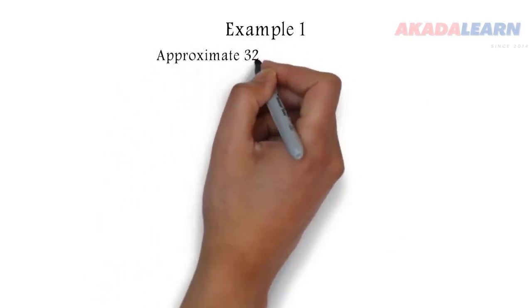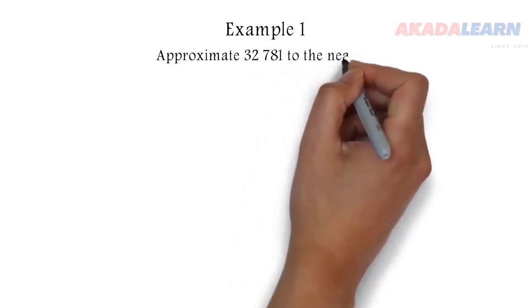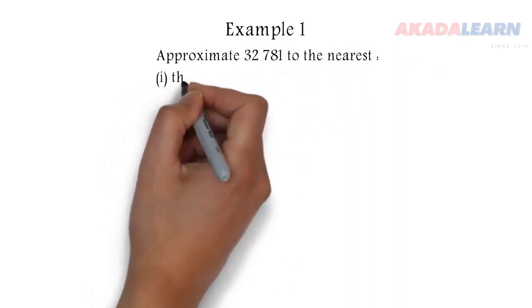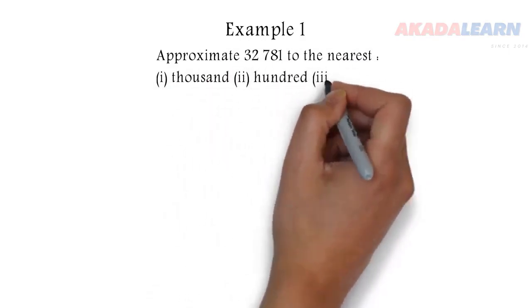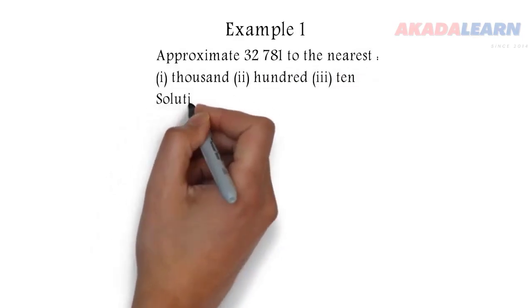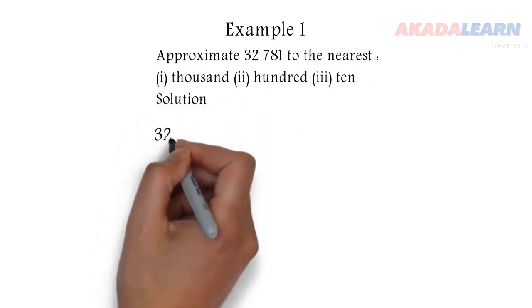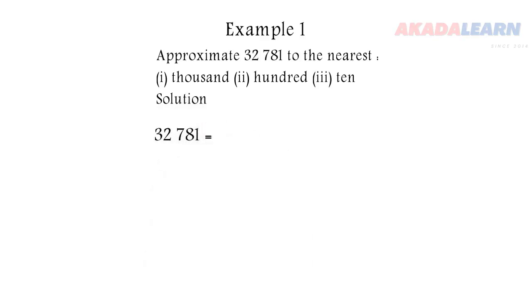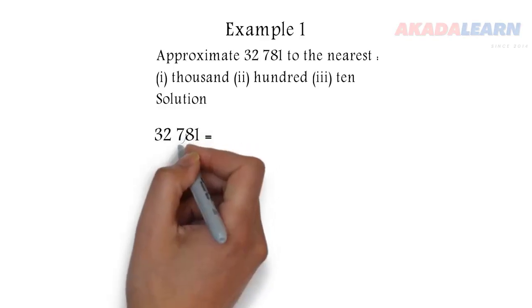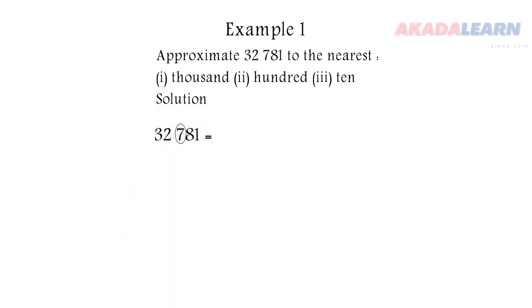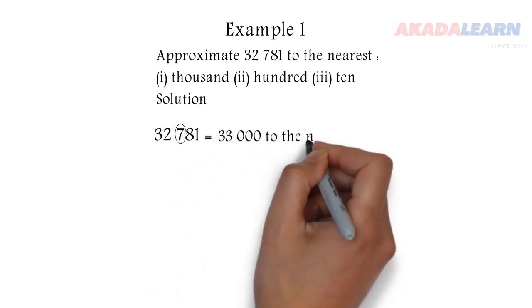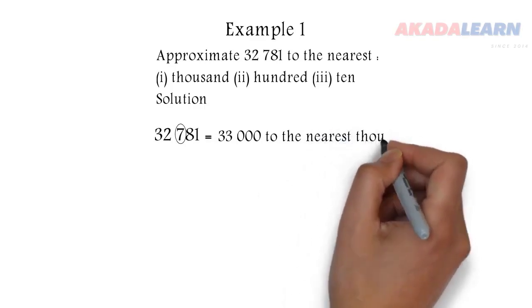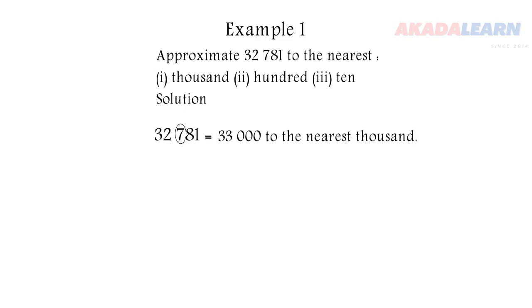Now the question says approximate 32781 to the nearest 1000, 100, and 10. So let's see how to do that. The first thing we are going to do is write the number. Now 100 comes before 1000, and the digit of 100 there is 7. So it means we are turning 7 to 1, adding it to 2, while the other 3 digits, which are 781, will be replaced with zeros. So we'll get 33000, which is to the nearest 1000.